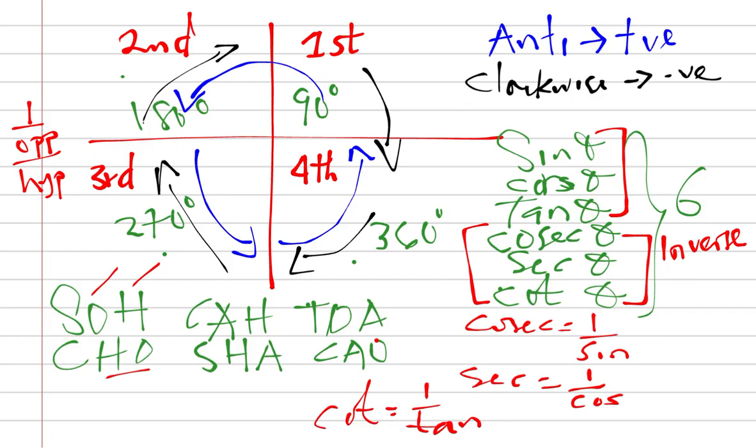So this is what we call the SOHCAHTOA and the CHO-SHAKAO. The CHO-SHAKAO are the inverse of the SOHCAHTOA.